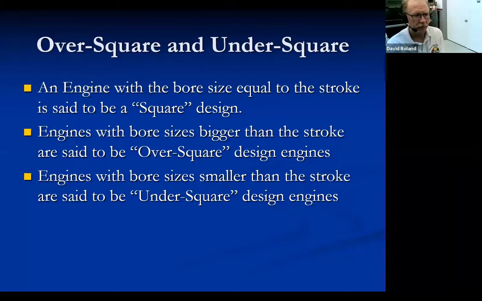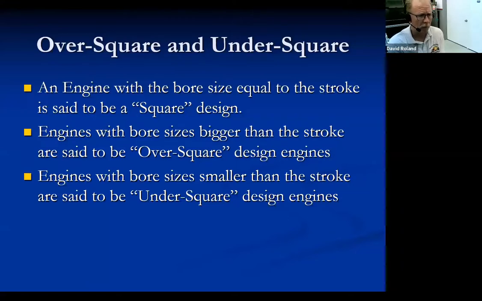And they make very good automotive engines. There are some automotive engines that are under square, but for the most part, the majority of engines today are over square. It means they have big pistons, but the pistons don't move up and down very far.